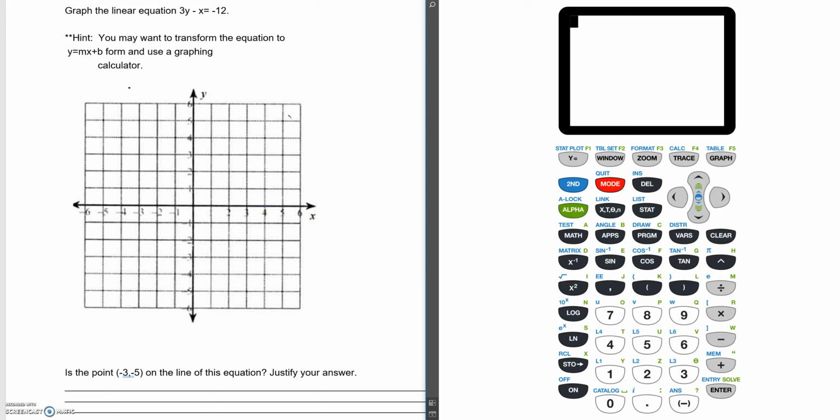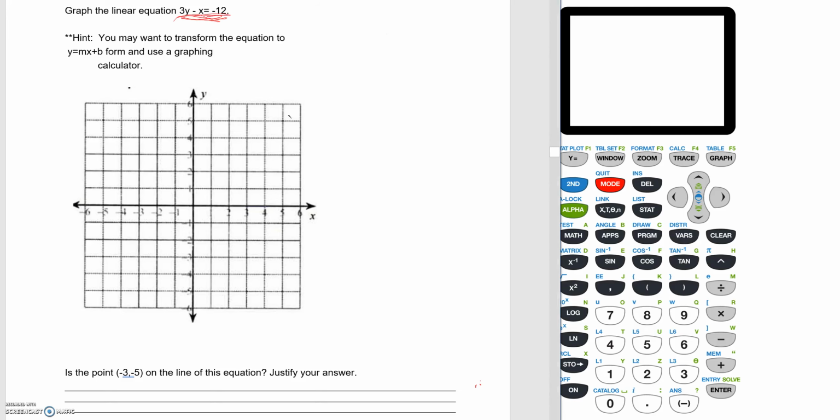Okay, we're asked to graph this linear equation, 3y minus x equals negative 12. The hint is that you might want to transform it into y equals mx plus b form so that you can use your calculator. So our goal is to get y alone.